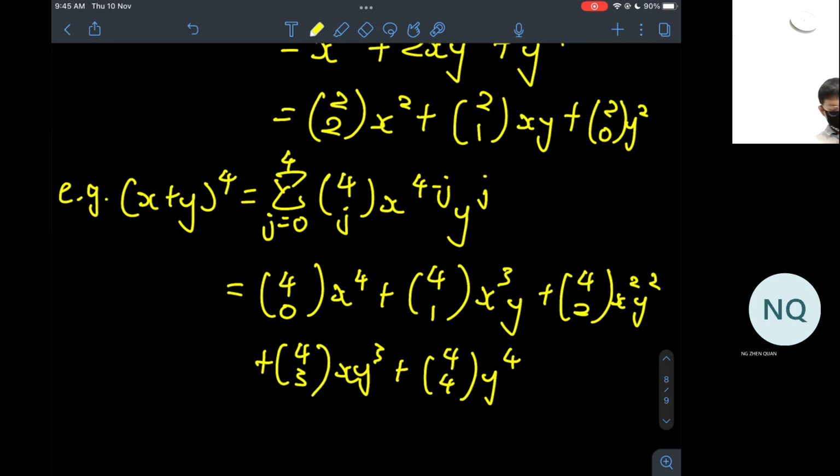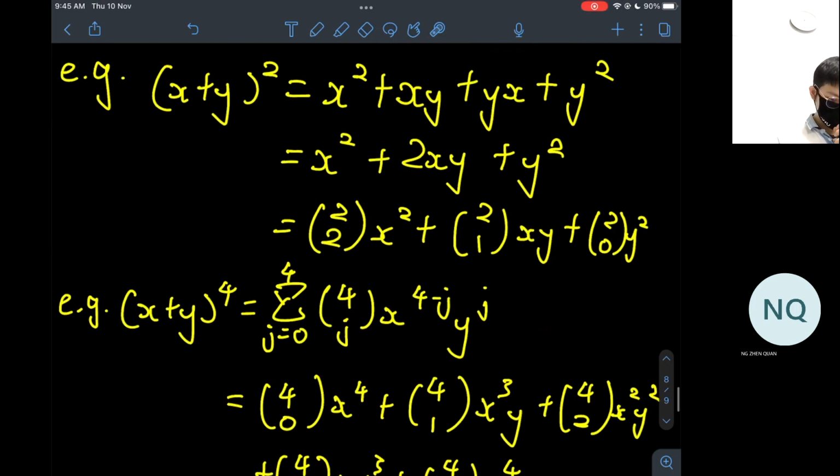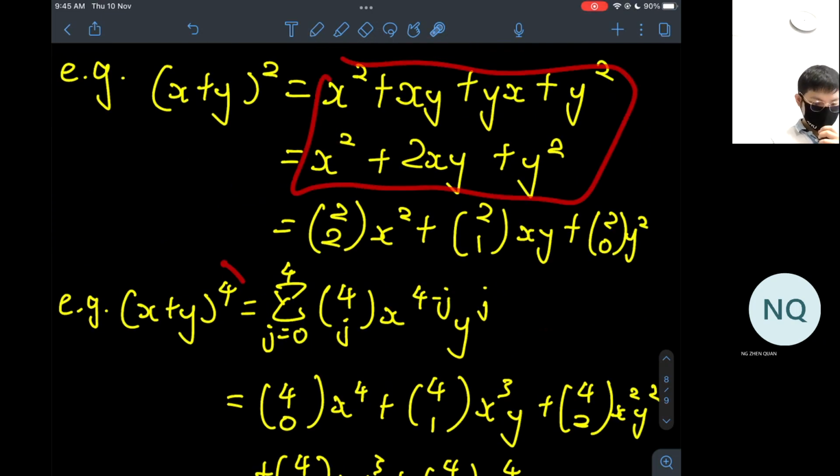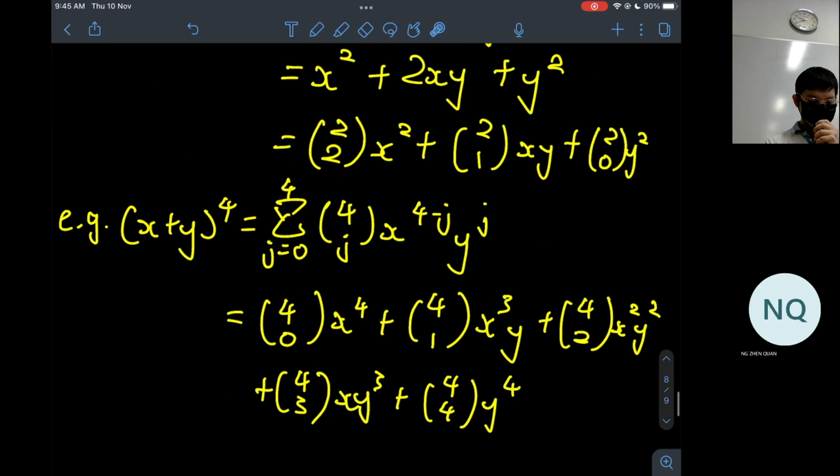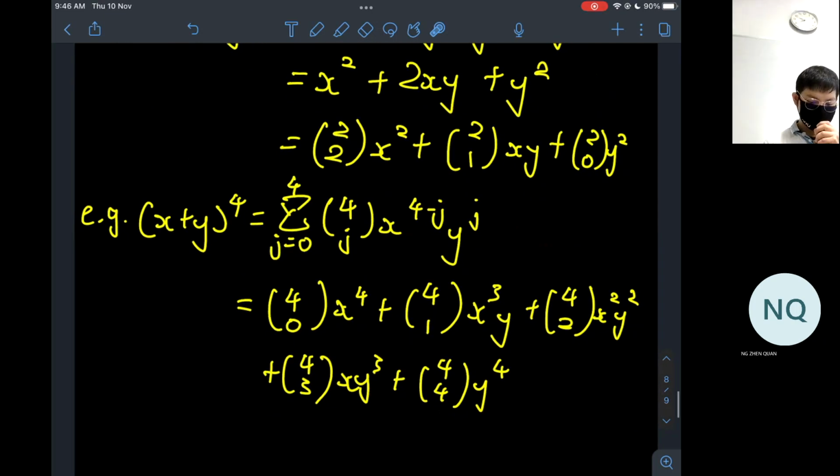Okay, so this formula provides you a powerful tool so that you don't need to do this kind of expansion. You can imagine going and expanding it, opening out the brackets, but you don't need to do that. We have this formula here, and this binomial coefficient will help you count the coefficient in front of this monomial.